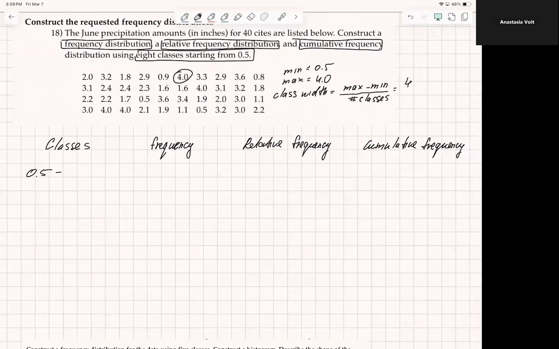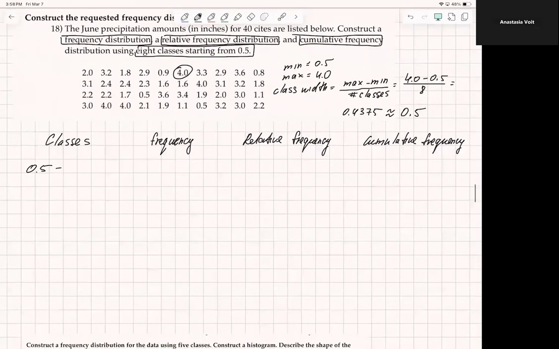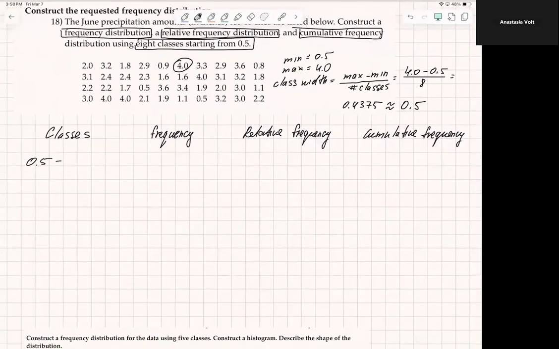So in our case, we have 4.0 minus 0.5 divided by the number of classes that we need to construct, which is 8, right? So we divide that by 8, and the answer would be 0.4375, right? So I think it's a good idea to round it up to 0.5. I think that will fit all the data. Let's check if everything is fine, right? So we have 0.5 as our class width, and we start with 0.5 as well.